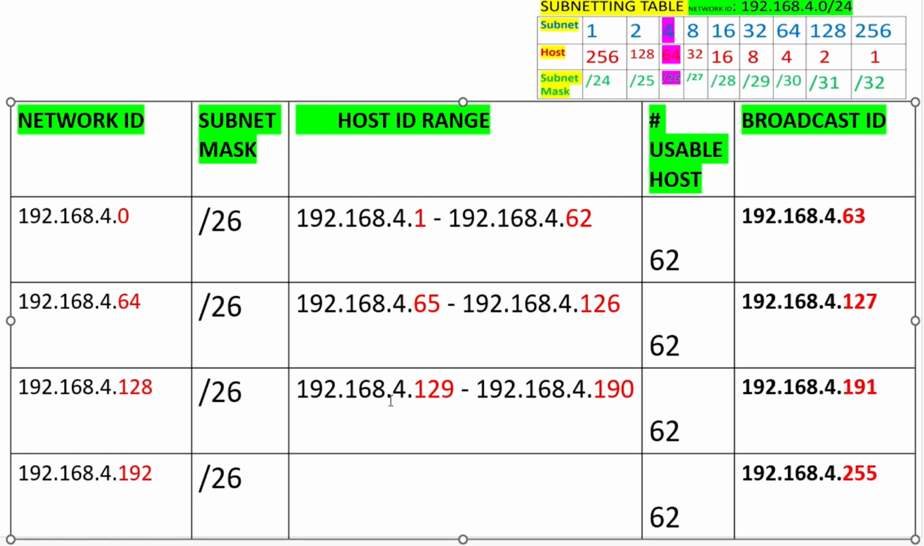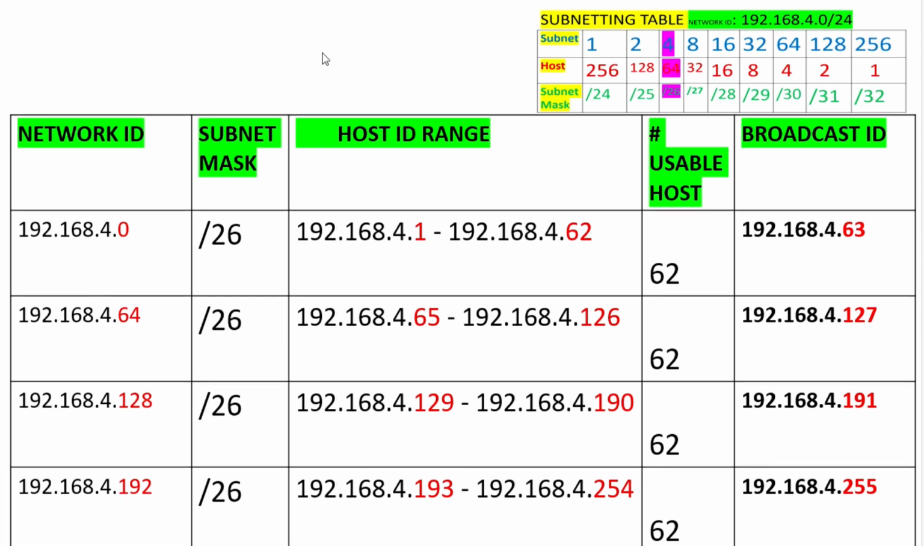The numbers in black will be the same, only the red ones will be changing. The fourth host ID range is between 192 and 255, which is 193 to 254. To keep it simple, we only talk about the last number because the first 3 numbers will stay the same. These 3 highlighted octets will remain the same, only the last one will be changing. That's why I have put it in red color. That's all, we got all the answers.